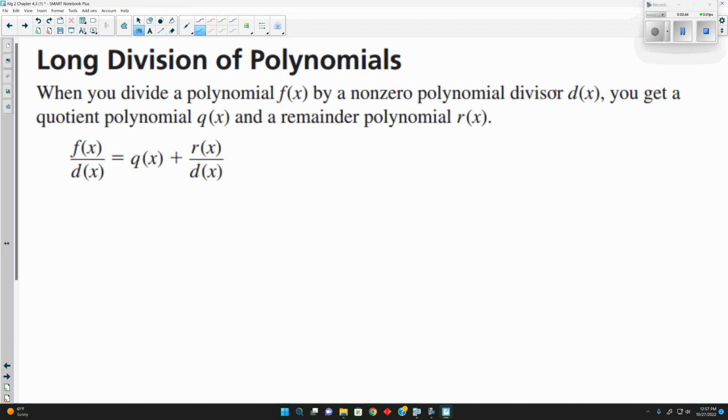Now, you don't have to write this down. I put this up here so that y'all can kind of see it. Whenever we divide a polynomial f of x by a non-zero divisor d of x, you get the quotient, 2,283, and then a remainder, which was our 4 divided by what we were dividing by, so 13.